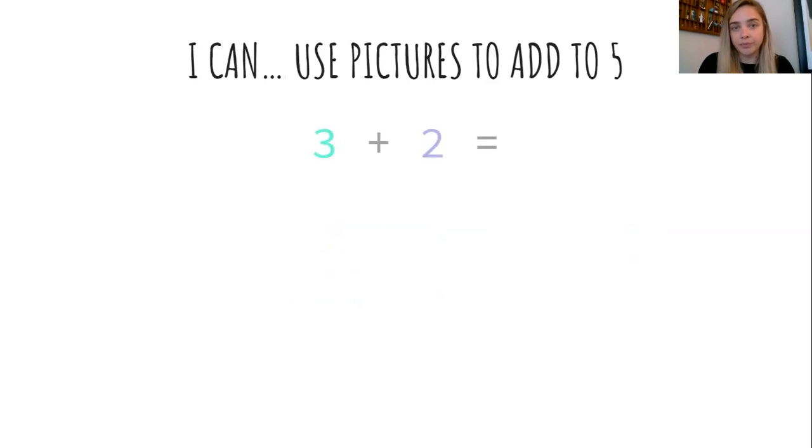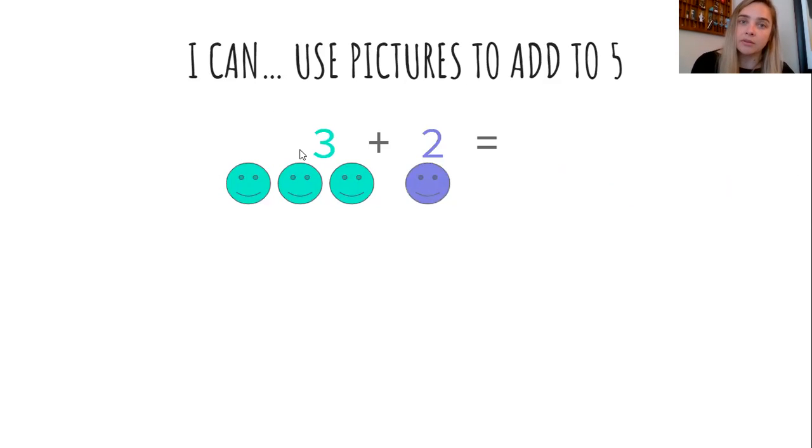Let's try another one. So this addition sentence says 3 plus 2 equals. So remember, this sign is our addition sign or our plus sign, and it's telling us we need to put those numbers together. We're combining them. I'm going to use smiley faces this time. So I drew 1, 2, 3 smiley faces to show the number 3. Plus 1, 2 more to show the number 2.